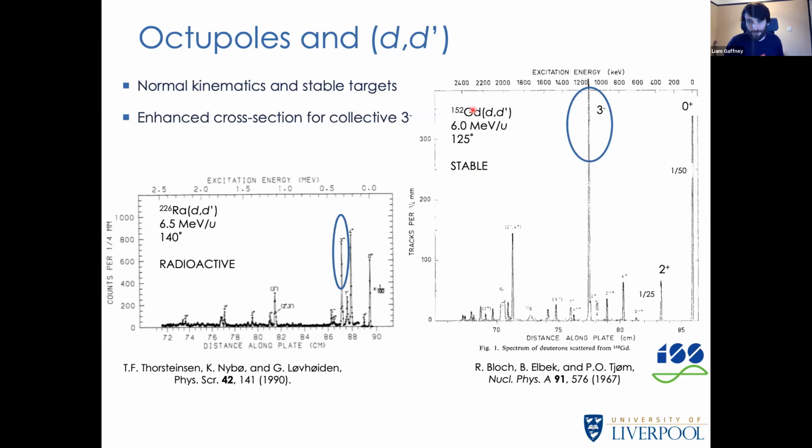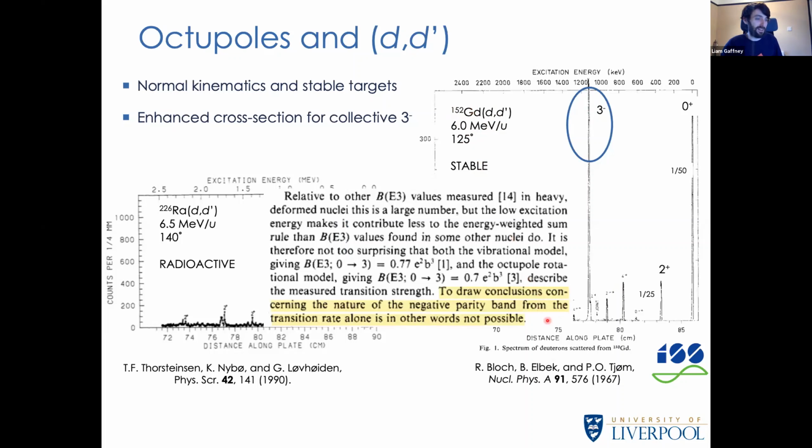What I will say again, just to always undermine myself slightly about wanting to measure these things, is that already back then in the 60s, when there was the discussion about this large collective E3 and what that means, whether it means really strongly deformed octupole transitions, etc., they were already drawing some caution about the conclusions. To draw conclusions concerning the nature of the negative parity band from the transition rate alone is not possible. We see this often, that we try to look at this BE3 and see if it's enhanced, and I'm guilty myself. With an enhanced BE3, you can start to draw conclusions that you have permanent or rigid octupole deformation. We need more parameters. We need a broad range approach to looking at these nuclei.